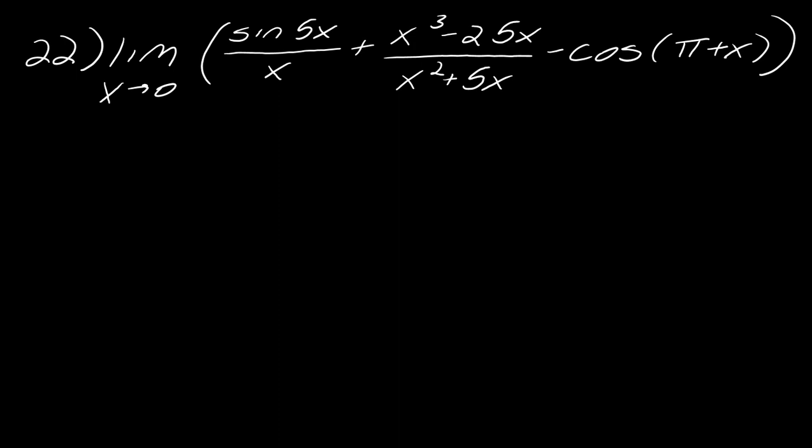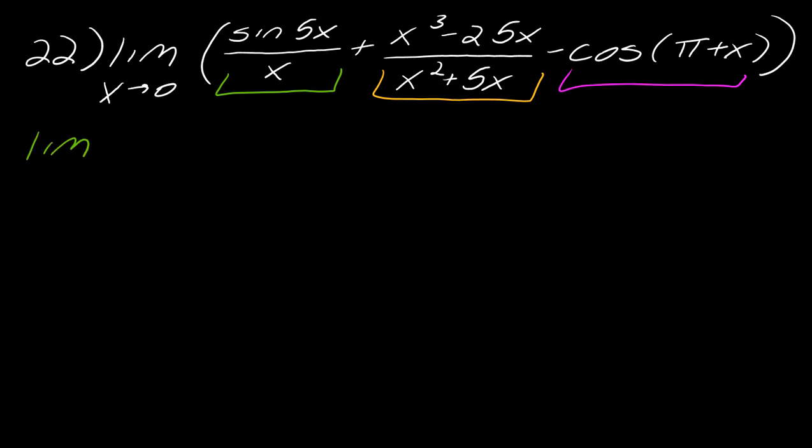Okay, and so for this final one, I've got the limit as x approaches 0 of sine of 5x over x, plus x cubed minus 25x over x squared plus 5x, minus cosine of pi plus x. I just wanted to put something together where you had to use a bunch of different limit techniques at once. So I think it would be best to break this up into 3 separate limits. Let's make this one the green one, the yellow one, and the pink one, because I'm going to run out of space otherwise.